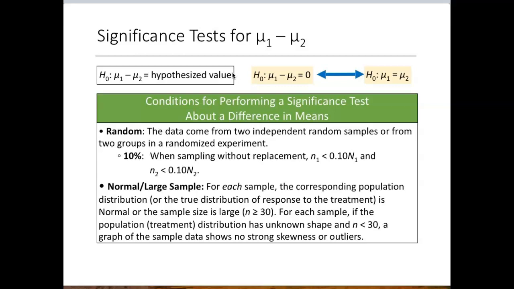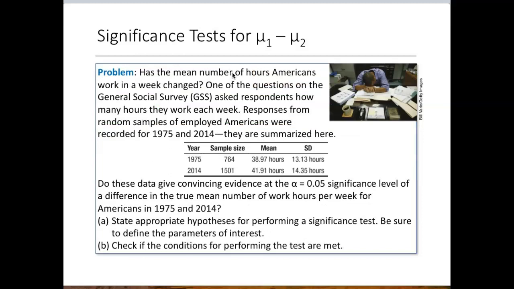All right. So let's see. Has the mean number of hours Americans work in a week changed? One of the questions on the General Social Survey asked the respondents how many hours they work each week. Responses from random samples of employed Americans were recorded from 1975 and 2014, and they're summarized here.